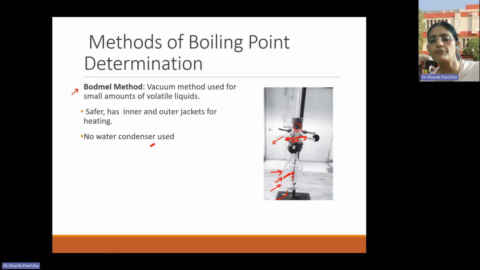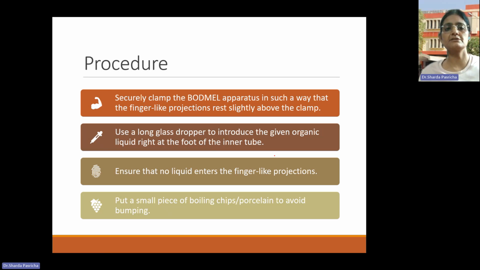Now, with the help of a Bunsen burner, we will uniformly heat here. The air inside gets heated. This hot air will heat the liquid inside. As the liquid approaches its boiling point, the liquid will evaporate. The vapors will come in contact with the cold surface here, and they will get collected in these finger-like projections here. So these are the two methods that we are going to use for boiling point determination in the lab. Let us go through the procedure one more time.